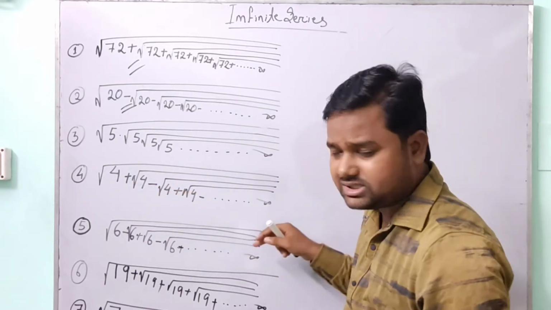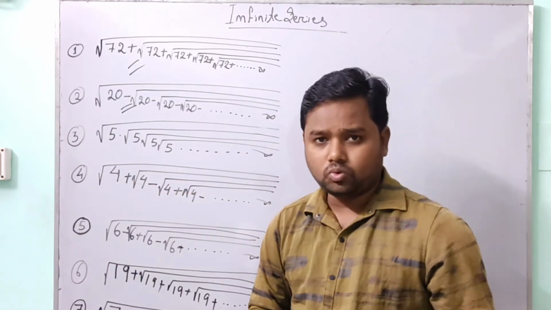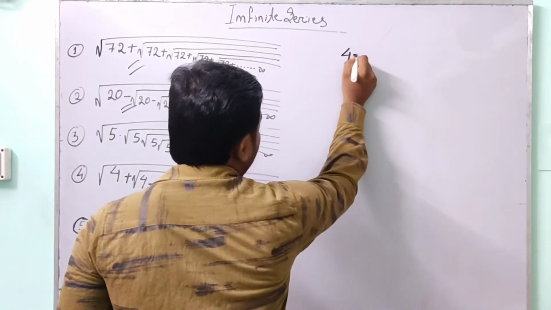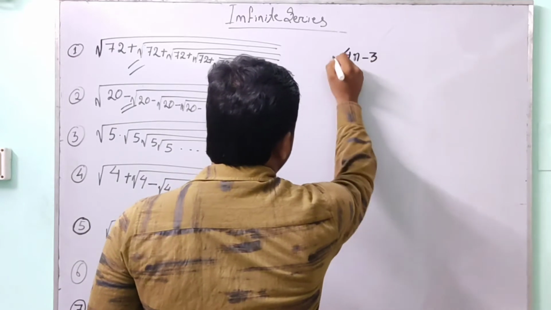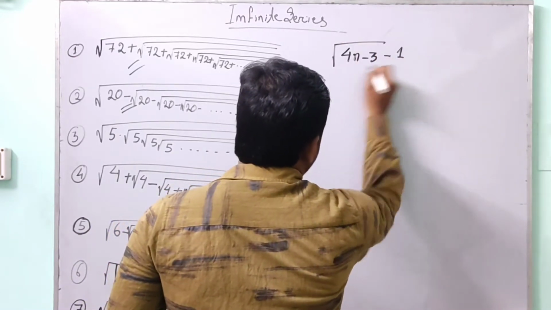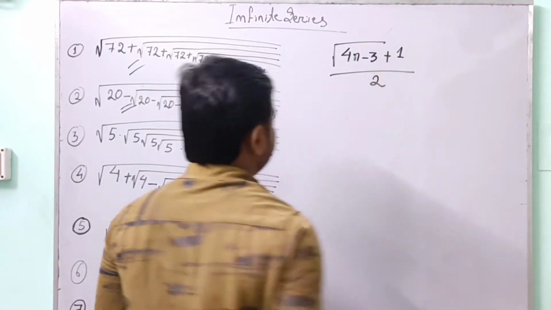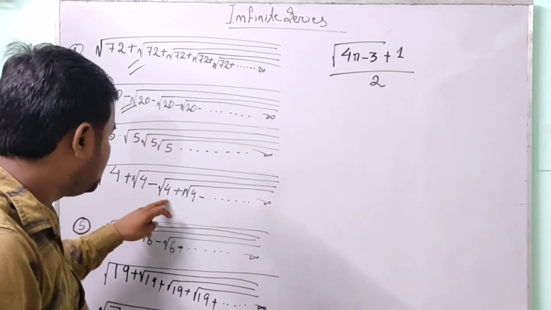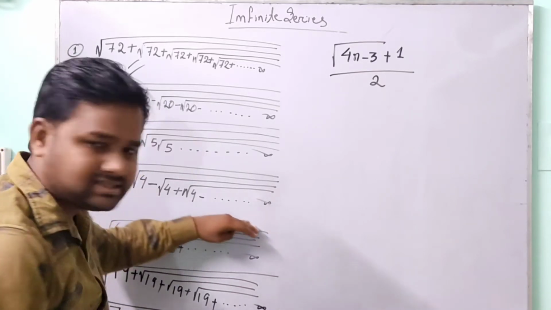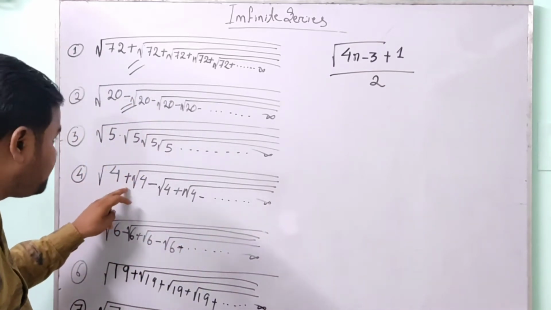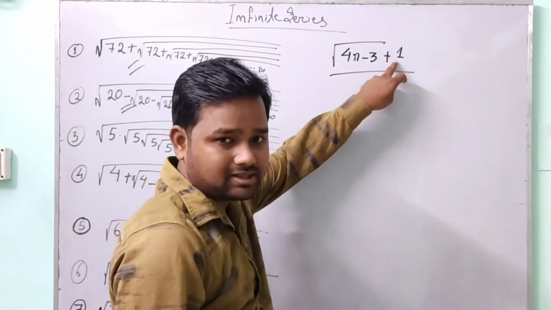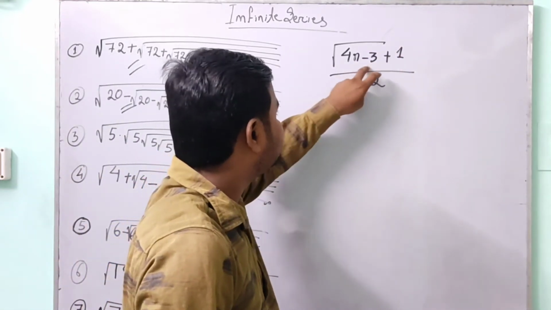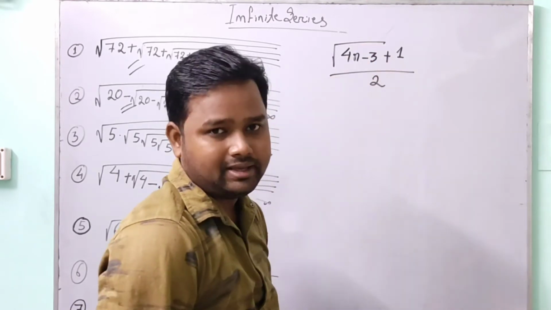If it is only the multiplication term, then the number itself is the answer. And if it is plus and minus, then we have to use a formula, and the formula is root over 4n minus 3, minus 1 by 2. So it is plus, that means 4 plus root 4 minus root 4 plus root 4. If the series is given and after 4 there is a plus, then the formula is root over 4n minus 3, plus 1 by 2.